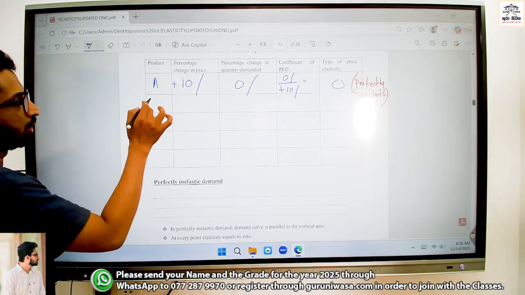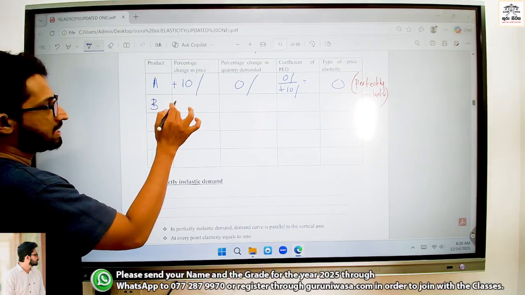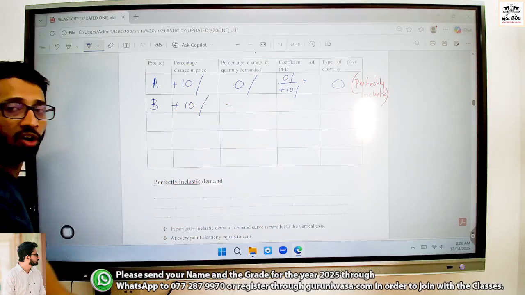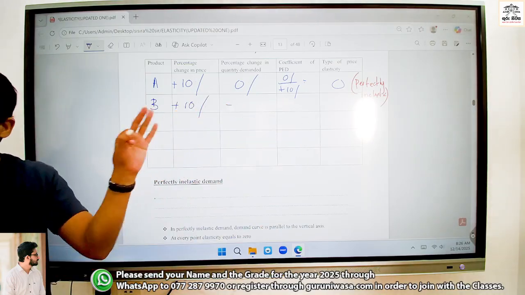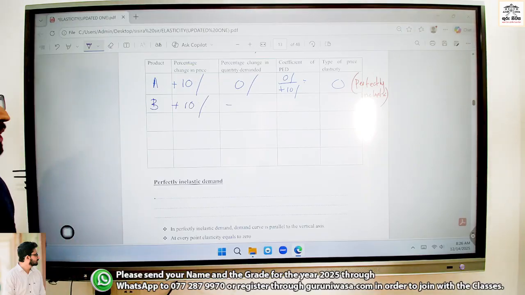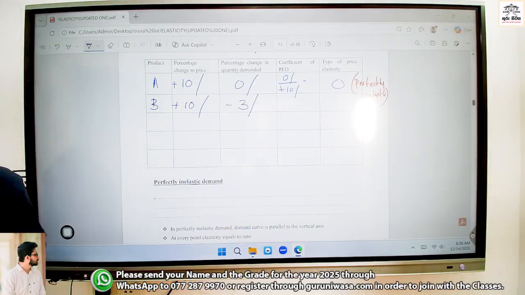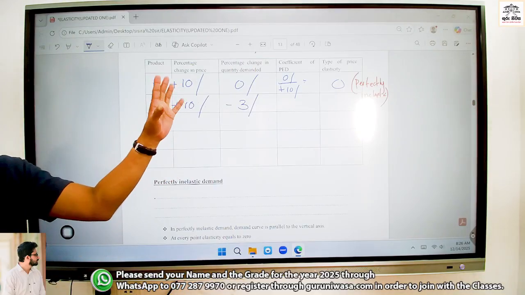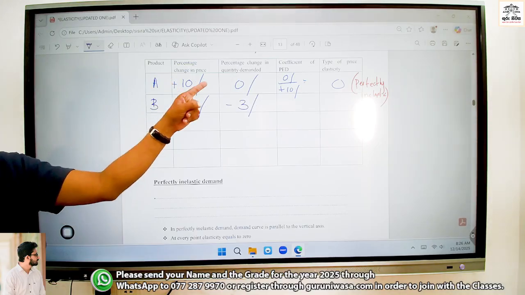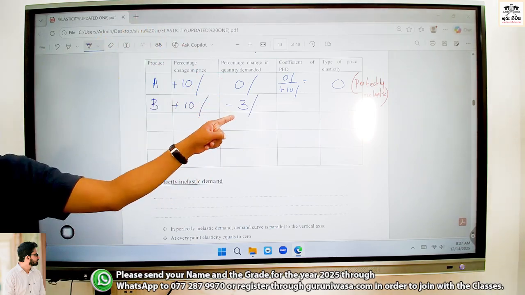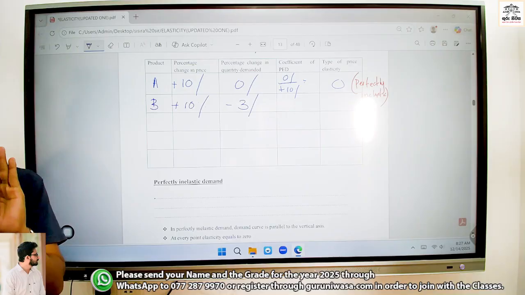Second one. Write down product B. Price increases by 10%. Now demand falls. Demand has a little response. Assume quantity demanded falls by 3%. At first one, product A, though price increases, quantity demanded does not change at all. Here, second one, a little, right?